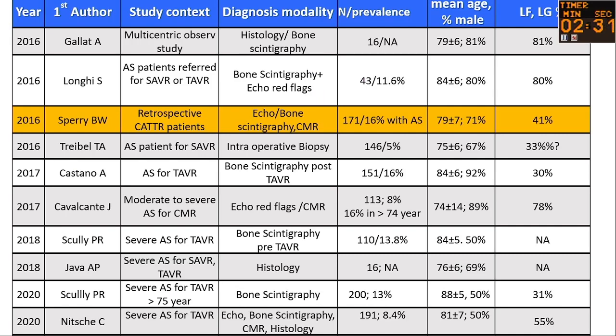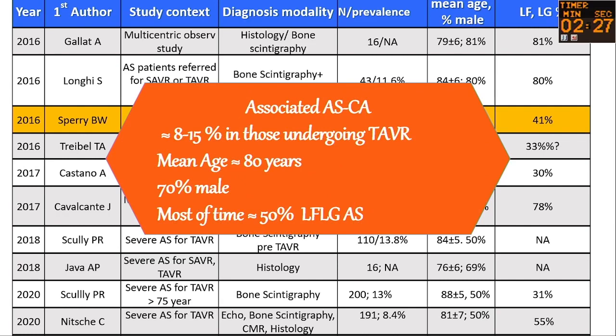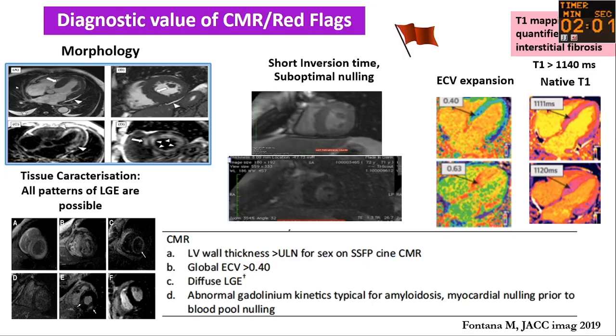Now, what about aortic stenosis and ATTR? I cannot talk about all the studies, I summarize everything for you. Basically, associated aortic stenosis with ATTR is present in 8 to 15% of the TAVI population. The mean age is higher than AS alone, around 80 years. 70% of them are male, and most of the time they present with low flow, low gradient aortic stenosis. So it's a very common condition now, and our experience is around 10% of the population.